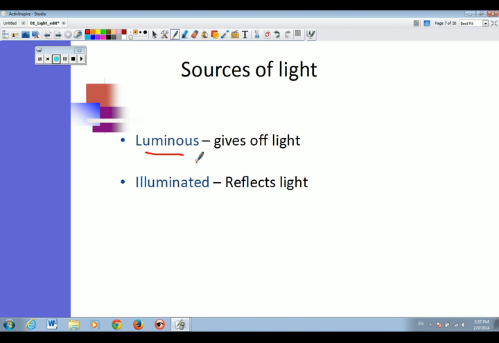Just some vocabulary. If it's luminous, it gives off light, like the sun or any of the stars. If it's illuminated, it reflects light, like the moon. The moon is illuminated. It reflects light back to Earth.